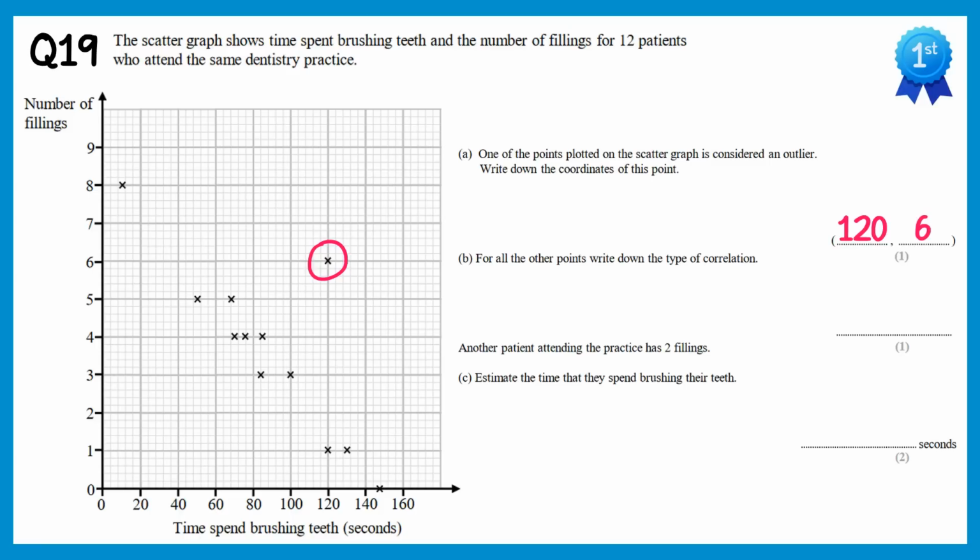It says for all of the other points write down the type of correlation. As I said already, it's sloping down, so it's a negative correlation, and the points are quite close to a straight line, so we'd say it's a strong negative correlation.